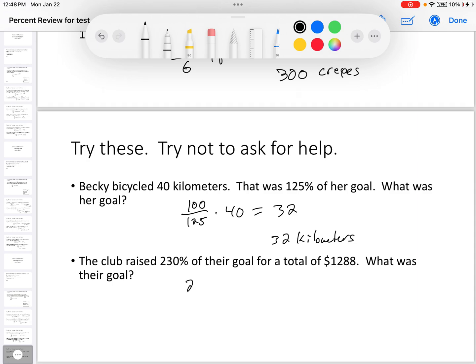Okay, 230%. So 100 divided by 230 times 1288. Again, this is the 230%. We know that the goal had to be less than 1,288. 100 divided by 230 times 1288 is 560. So their goal was $560.